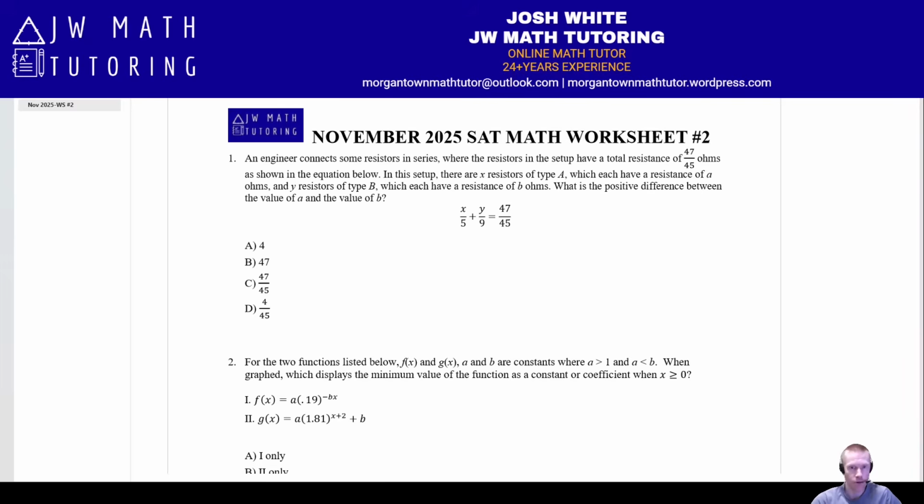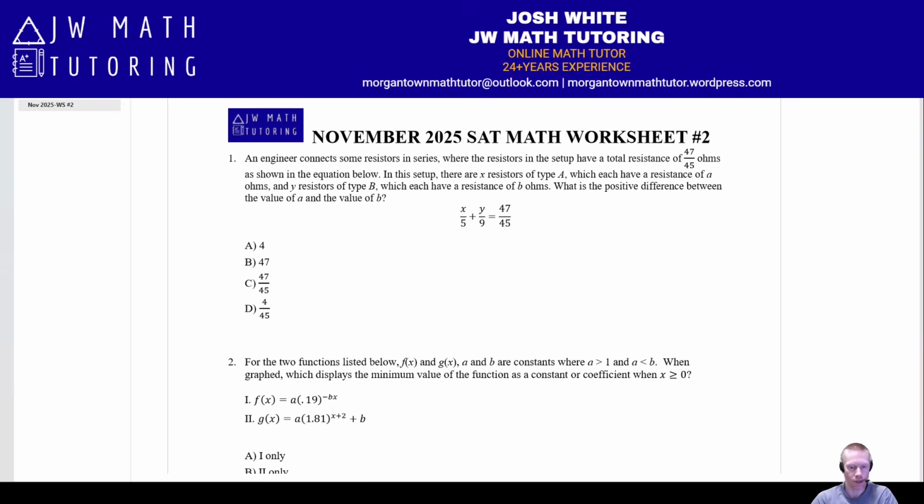Test Worksheet number 2. Okay, so the first question here is the resistor question that a lot of people were mentioning and talking about after the exam. So you have this equation. It's about these two resistors that are set up in series. If you're taking physics, you're probably familiar with that. If you have not taken physics, then don't worry about that. It doesn't have anything at all to do with the problem. Basically, it wants to know, okay, what's the positive difference between A and B? And A and B represent the individual resistance in ohms of both of these two types of resistors.